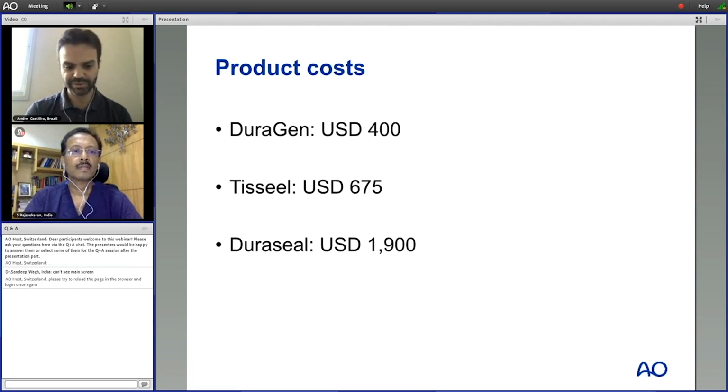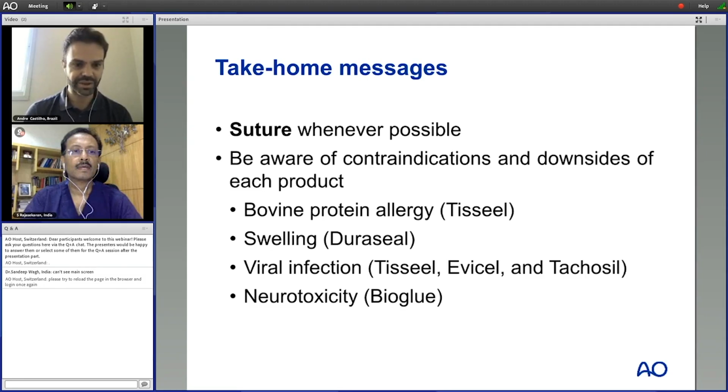As a take-home message, whenever possible, we have to suture. Whenever possible, suture the lesion. We have to be aware of the contraindications and downsides of each product: the bovine protein allergy, the swelling of DuraSeal, the virus infection, and also the neurotoxicity of BioGlue.